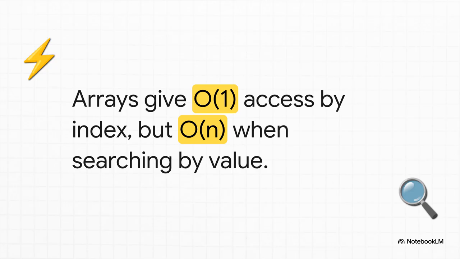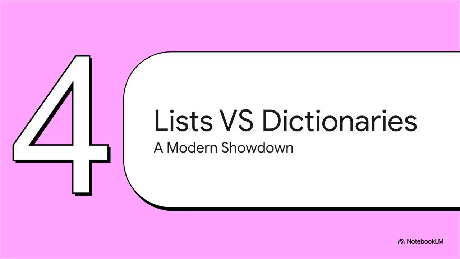So the crucial takeaway here is this. If you know the house number, getting there is instant. But if you only know the resident's name, you still have to walk down the street knocking on every single door until you find them. So how do we get around this problem of knocking on every single door?